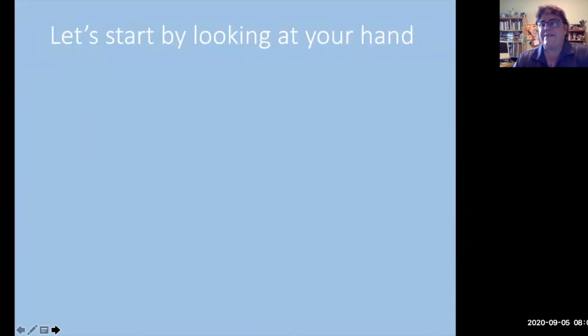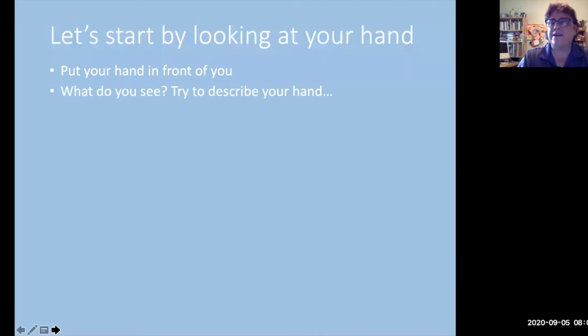So Layers of Life, that's a very interesting title. I want to connect you with what that means. Take a look at your hand. Just put your hand right in front of you. Welcome back, Wendy. Put your hand right in front of you and take a look at it. What do you see? Try to describe it. I realize you're not sharing that with me, but describe it out loud to yourself. I'll give you a minute to do that.